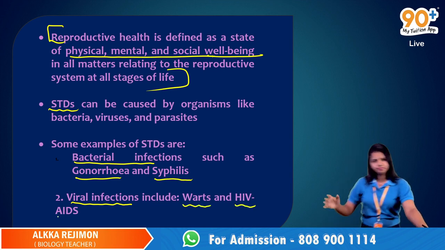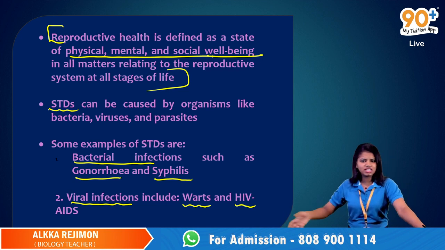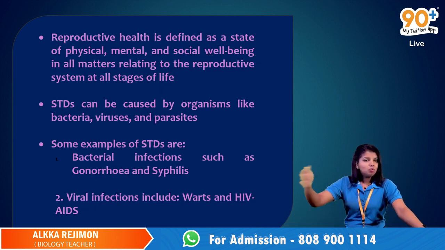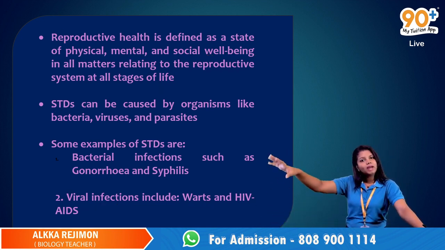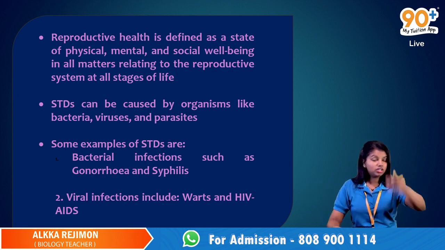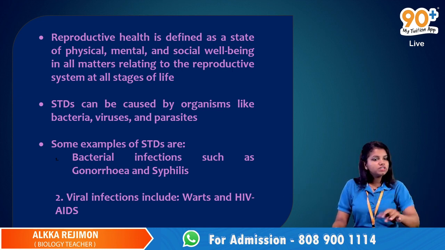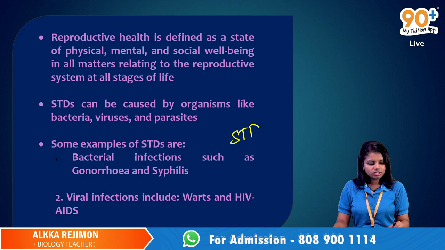Okay, so viral infections' examples are AIDS and warts, while bacterial infections' examples are gonorrhea and syphilis, and all of these are STDs, sexually transmitted diseases.